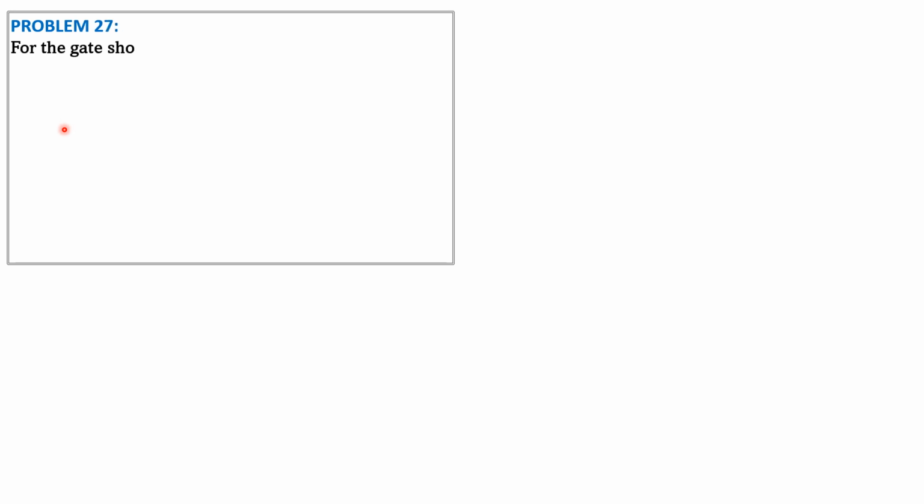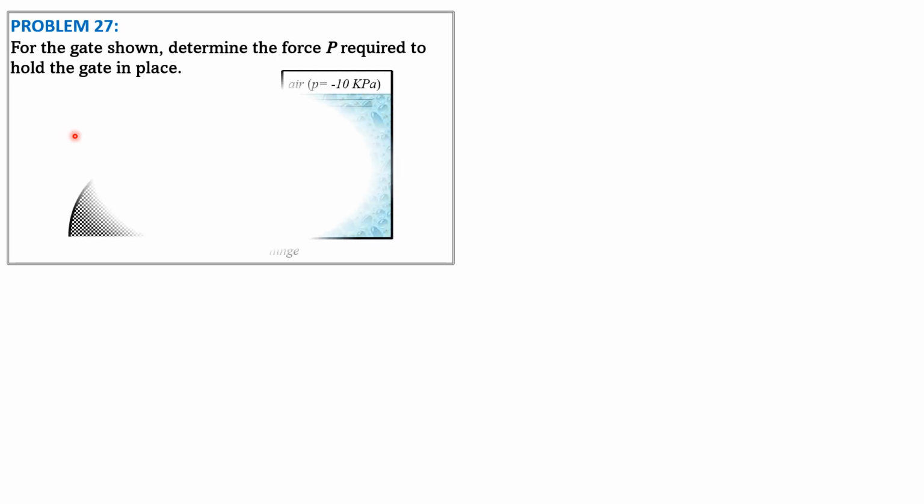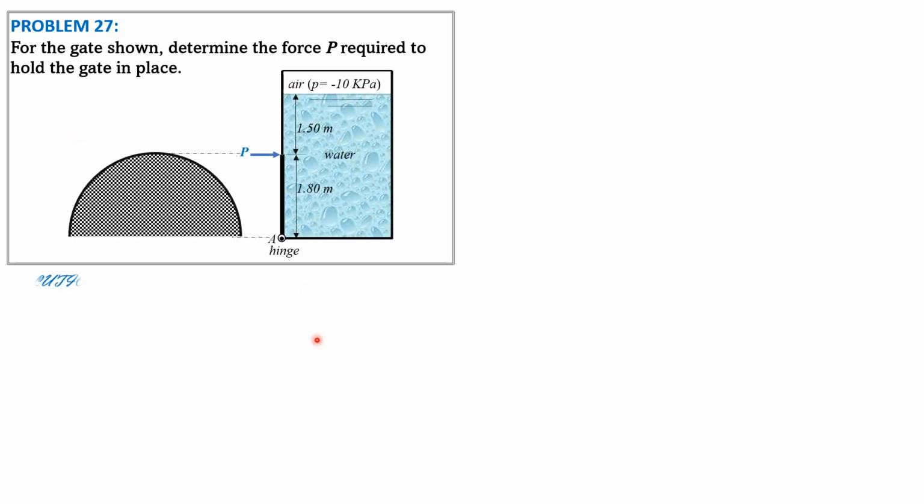Problem 27. For the gate shown, determine the force P required to hold the gate in place. So here is the given figure. And for the solution, we have F here, center of pressure is there. This is the centroid of area. And the distance to the base is 4r over 3 pi. Call this e_V. And this is also the centroid G of the semicircular section. This distance is 4r over 3 pi. Remember the location of the centroid.